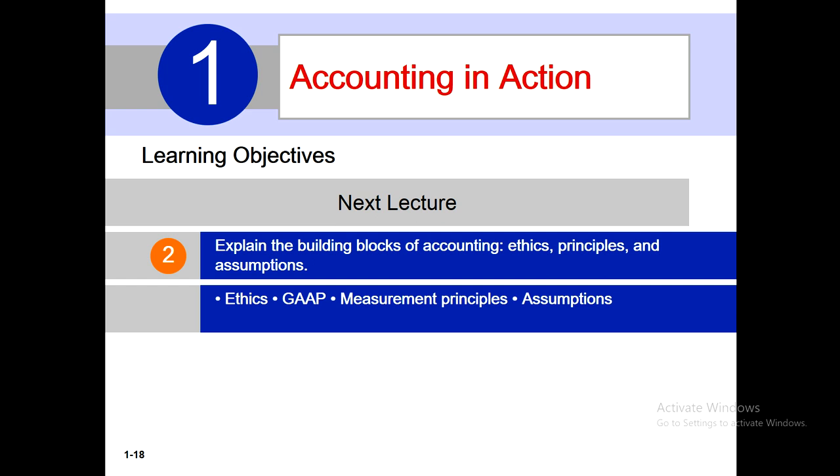In our next lecture I will explain the building blocks of accounting. Accounting includes ethics, principles and assumptions. This is learning objective 2: ethics, GAAP, measurement principles and assumptions.